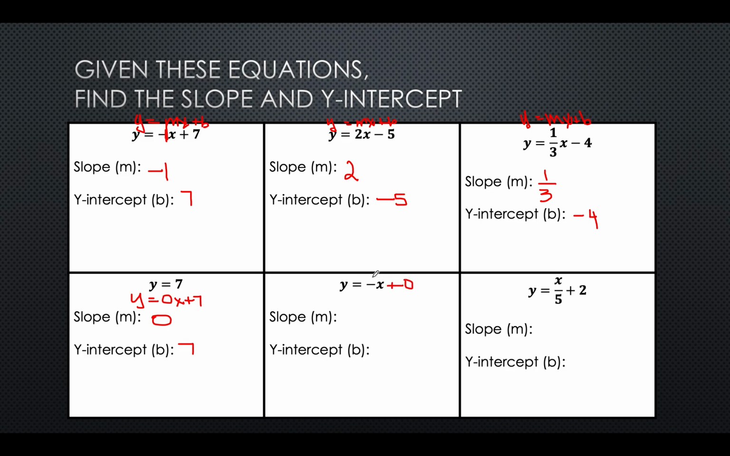And remember that x isn't by itself. There's a 1 hanging out with it. So what is the slope here? The slope is -1, and the y-intercept is 0. And again, that x isn't by itself. It's got a 1 hanging out with it. And that now looks like a fraction. So we've got y equals 1/5 x plus 2. So what is the slope? The slope is 1/5. And the intercept is 2.